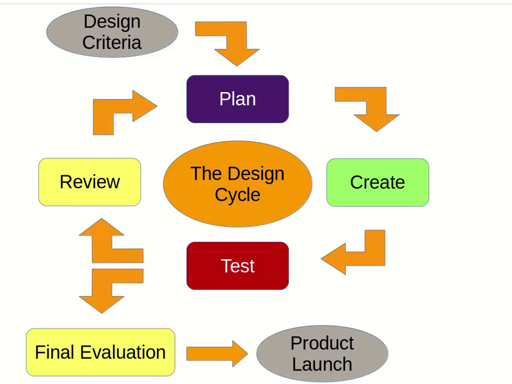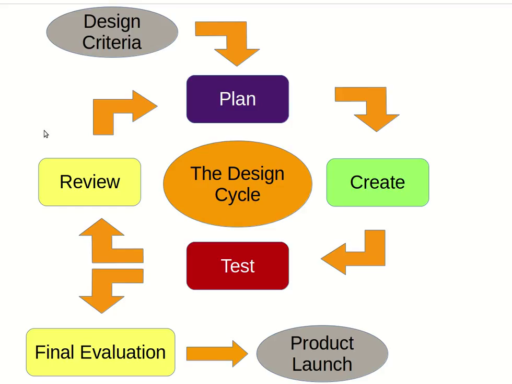Welcome to this second tutorial on the design cycle, where we're going to look into how you can use this schematic of a design cycle to structure writing your coursework or your project. So we've got a standard design cycle with 4 main phases: plan, create, test, review if you're going round again, or final evaluation if you've finished.